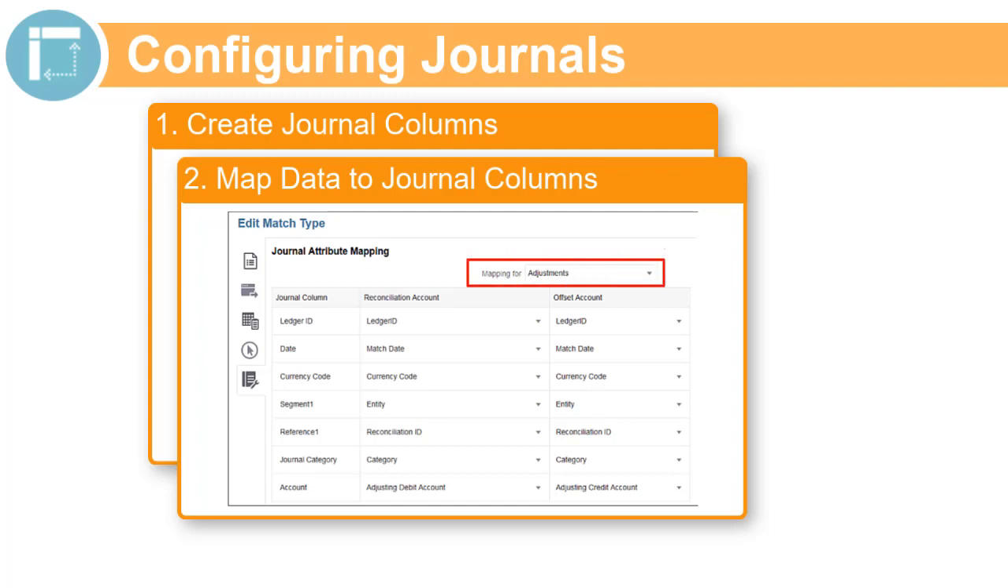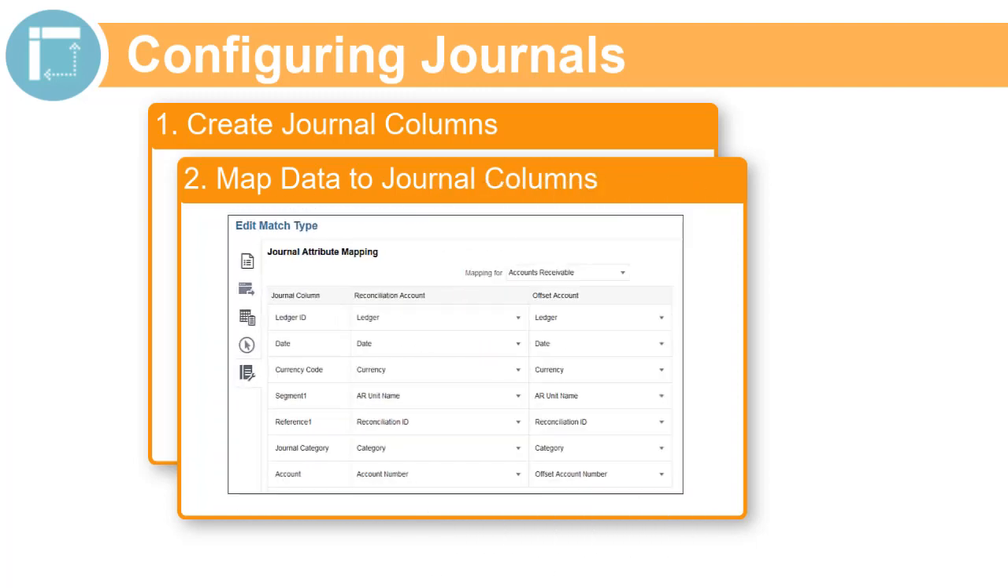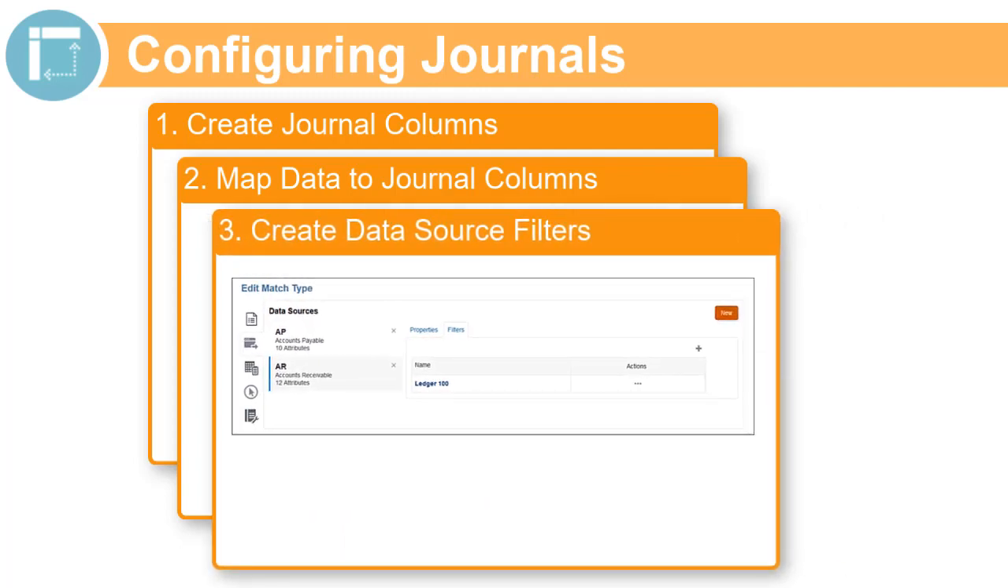For adjustments, you match transaction type attributes to journal columns. For transactions, you map data source attributes to journal columns. Optionally, you can configure data source filters that can be applied when exporting journals.